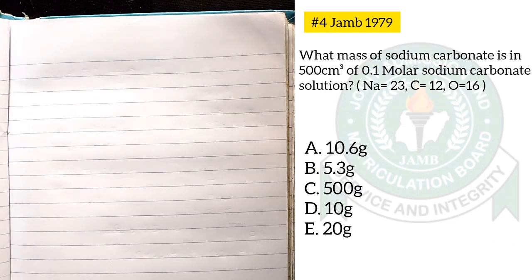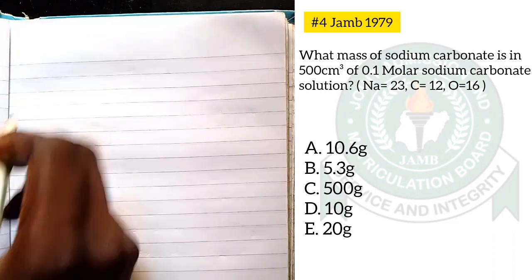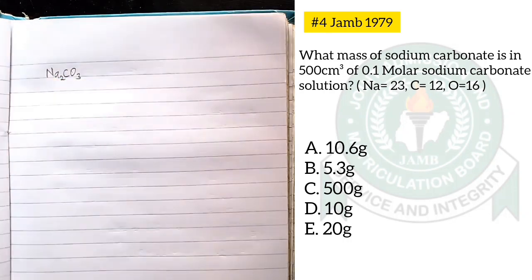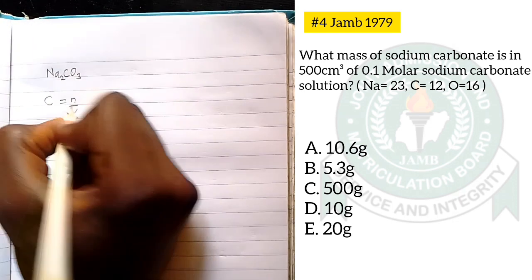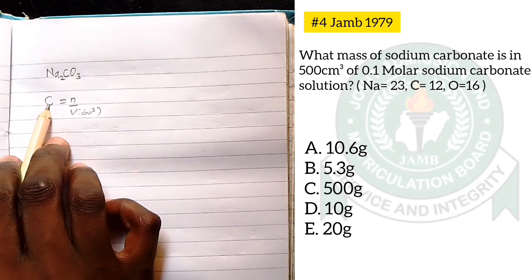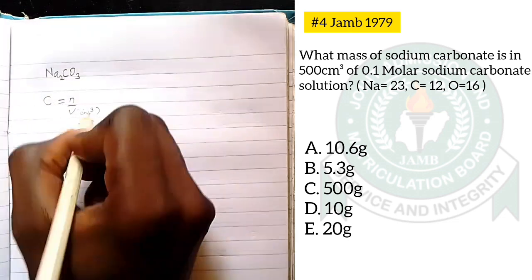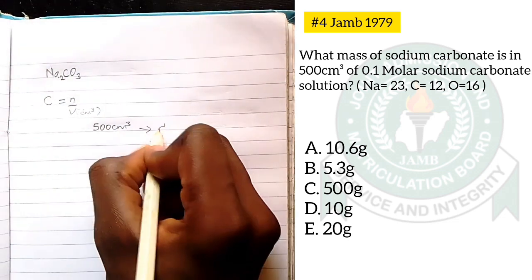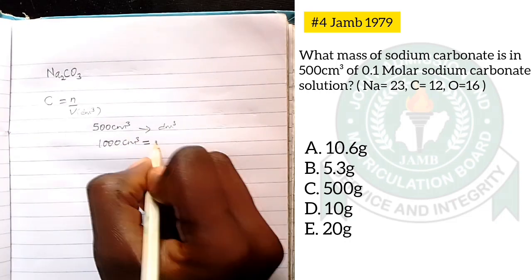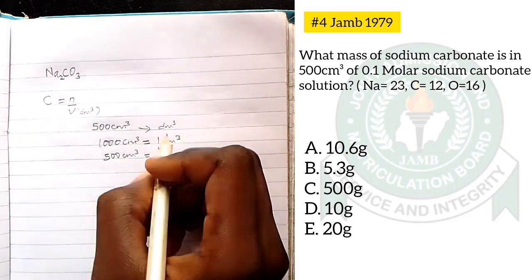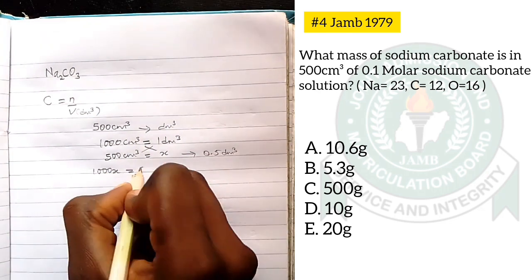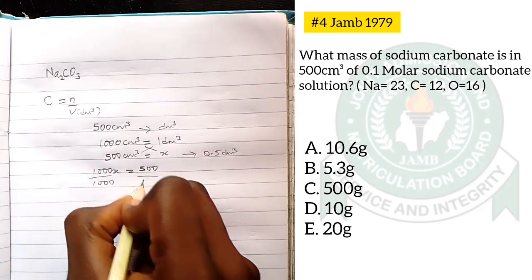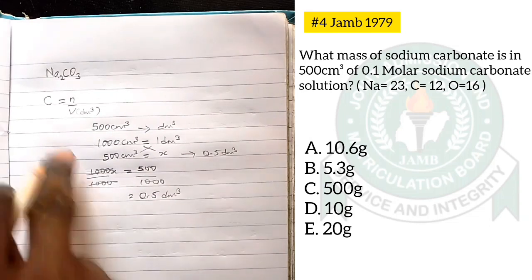Try to pause the video, answer it before checking it. So here's the chemical formula for sodium carbonate, Na2CO3. Okay, so molar concentration equals mole over volume, which is in dm³. So 500 cm³, we have to convert to dm³. 1000 cm³ is equal to 1 dm³. So 500 cm³ is equal to X. We can know that this is 0.5 dm³, but to prove it, we solve it by normal cross multiplication, which gives 0.5 dm³.